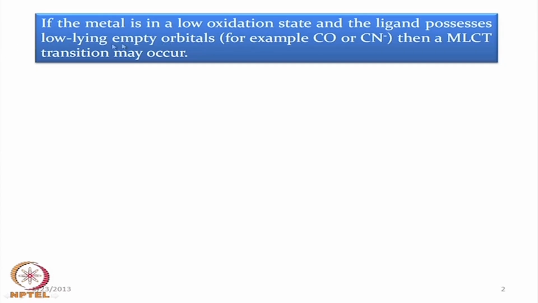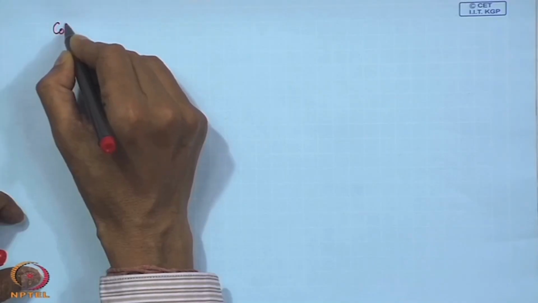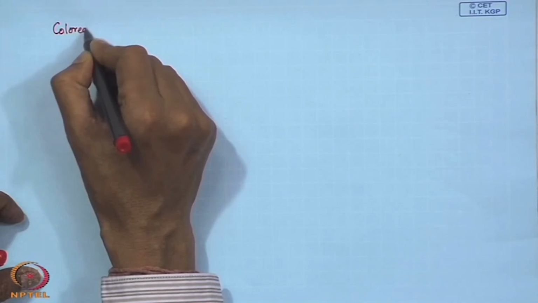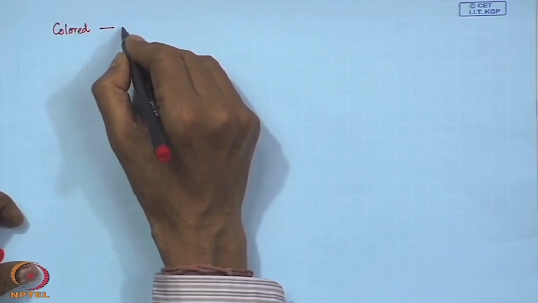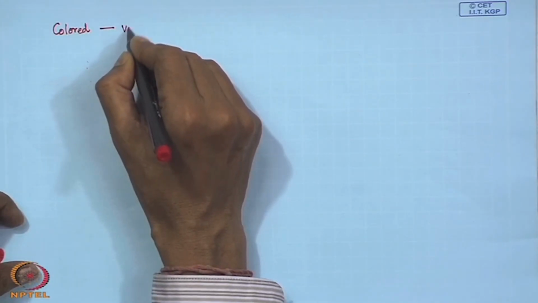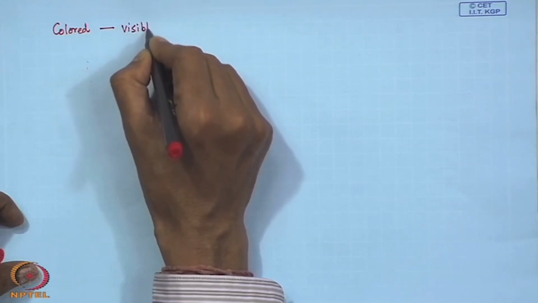What is called low lying? The energy of this orbital should be accessible for the transition. If it is in a very high energy region, we definitely do not get the transition in the visible region at least, so the system will not be colored. To get a colored system, we should have the transition in the visible region.